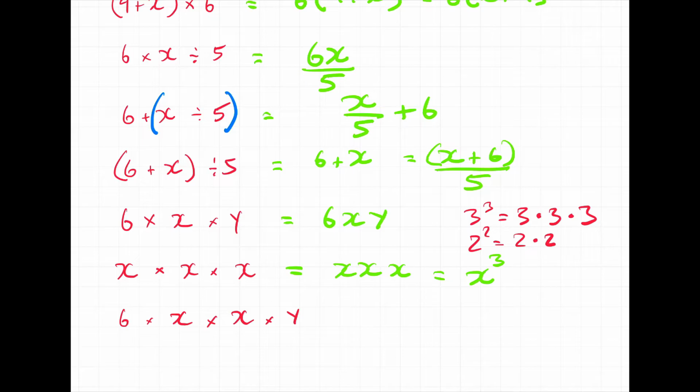Okay, and now if we look below the last one, it says 6 times x times y. Okay, so this one is going to be written as 6x, there's 2 of them, so squared, y. So that's 6 times x squared times y.